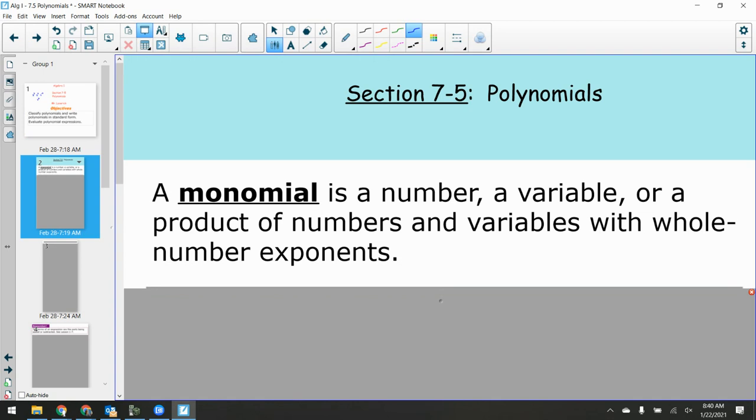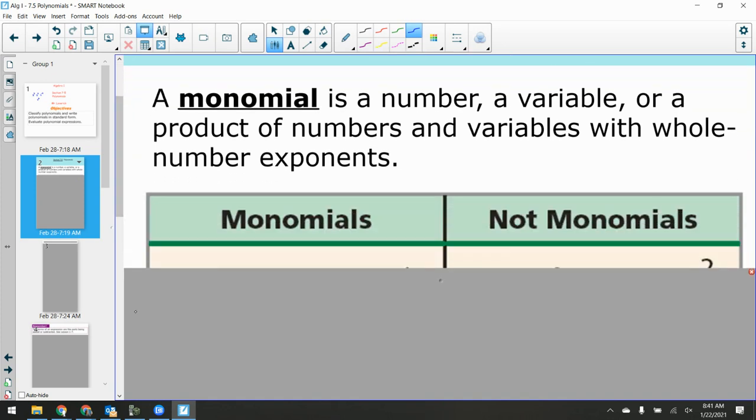Now, the most basic form of a polynomial is what's called a monomial. That's the prefix mono meaning singular, monomial meaning one. A monomial is a number, a variable, or a product of numbers and variables with whole number exponents. It could just be a number. It could just be a variable. It could be a product of numbers and variables. Pretty much everything that we studied from section 7.1 to 7.4 were all monomials. There were no addition and subtraction signs in there. Those are all monomials.